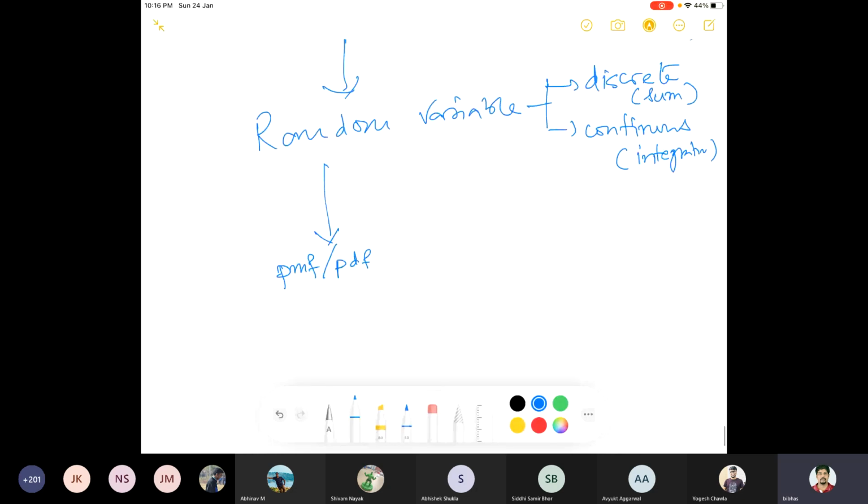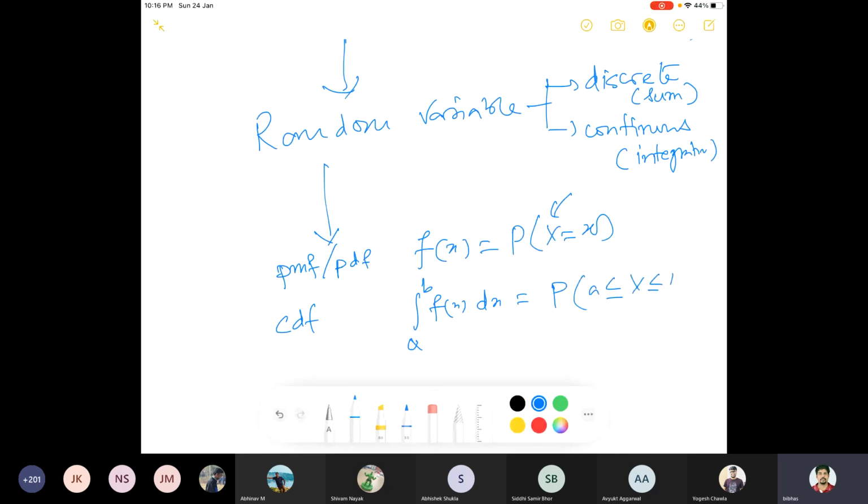Okay, and we have the cumulative probability distribution or distribution function. So let me write it like this. So we have CDF, cumulative distribution function or cumulative density function, whatever it is, for discrete and continuous respectively. And then what we said is this f_X equal to probability of X equal to x. So x is playing a big role. Here we said integral from a to b, f_X dx equal to probability of a less than or equal to X less than or equal to b.